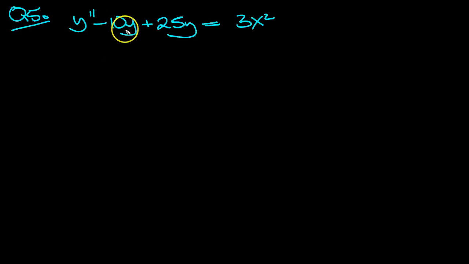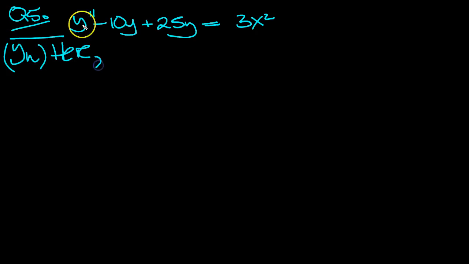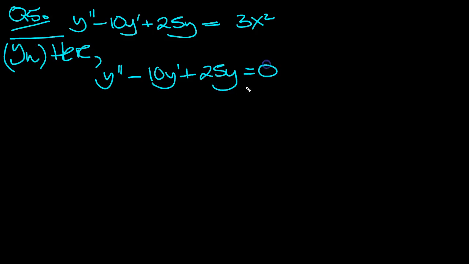y double dashed minus 10y dashed plus 25y equals 3x squared. Let's have a look at this one then. Okay, so let's do the yh first then, the subproblem: the associated homogeneous differential equation. So we've got y double dashed minus 10y dashed plus 25y equals 0.